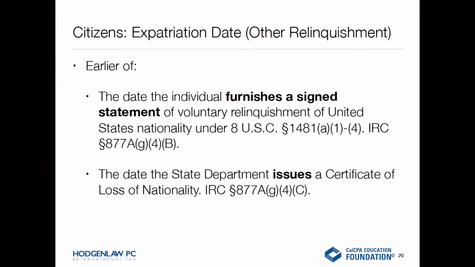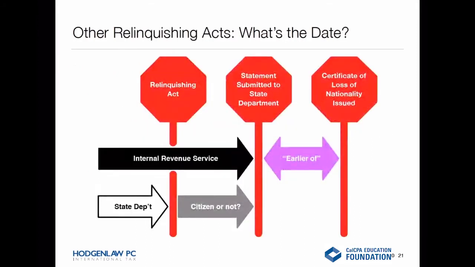According to the IRS, the expatriation date for relinquishments other than renunciation is the earlier of the date that the individual furnishes a signed statement of voluntary relinquishment, or the date that the State Department issues a certificate of loss of nationality. So here on slide 21, I've taken the previous diagram from before and added in a third little stop sign here. So we still have our relinquishing act. We still have the date that the certificate of loss of nationality is issued. And now we also have this third event in the middle, statement submitted to State Department.